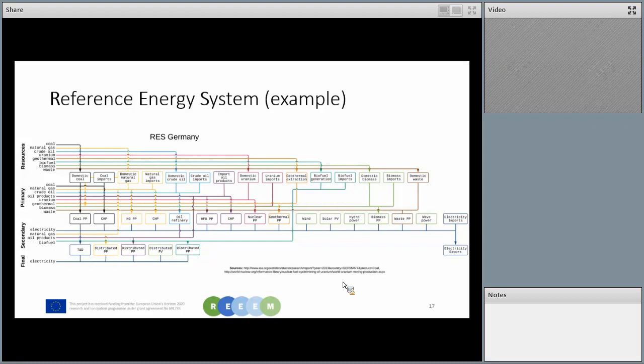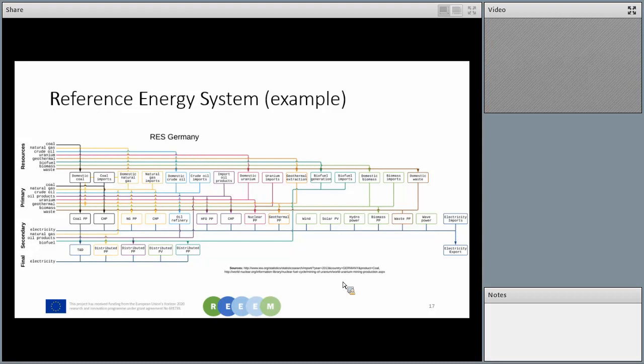Here we have the reference energy system of Germany as an example, since a reference energy system of the entire model would not be readable. We see on the top level the resources that are available in Germany, so coal, natural gas, crude oil, etc., which are then imported or extracted, depending if they're available domestically in Germany. And then they're entering the primary energy level, so the second level here in this graphic, from where they are then used in large centralized power plants, or they can also be passing this level.